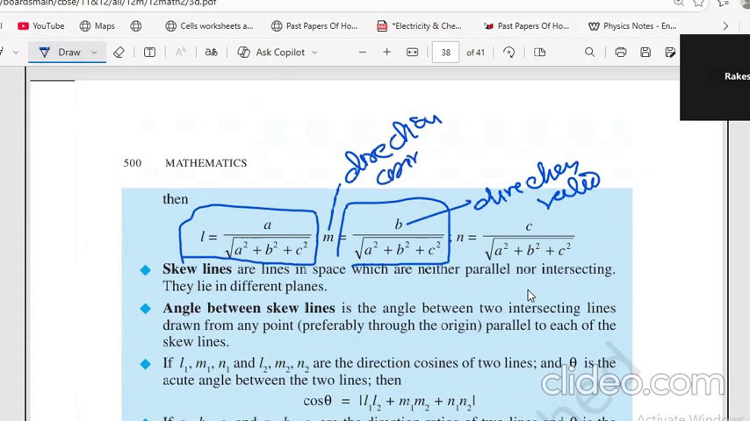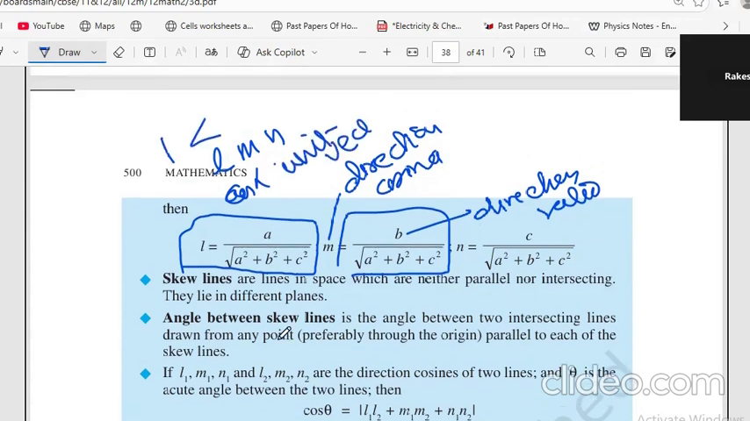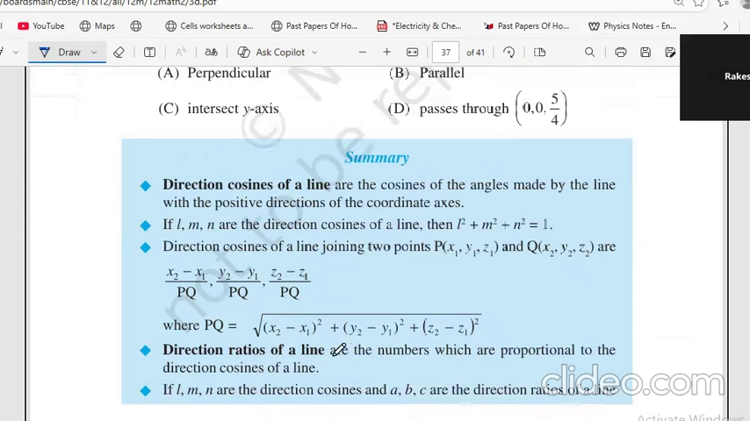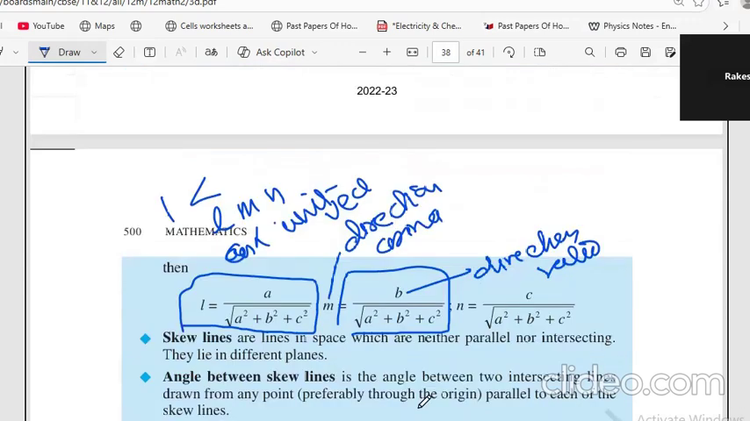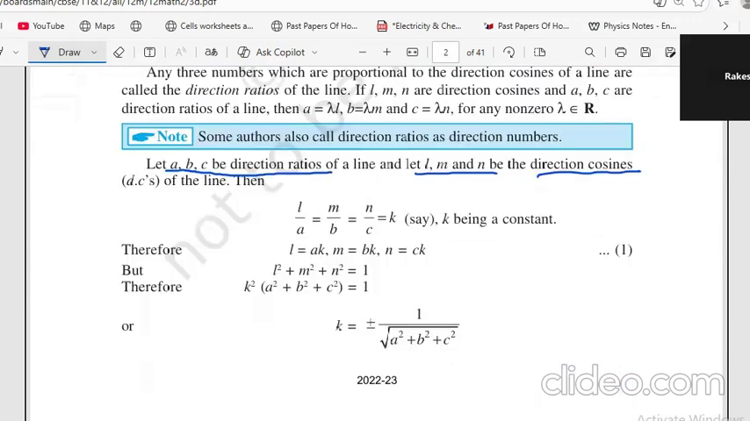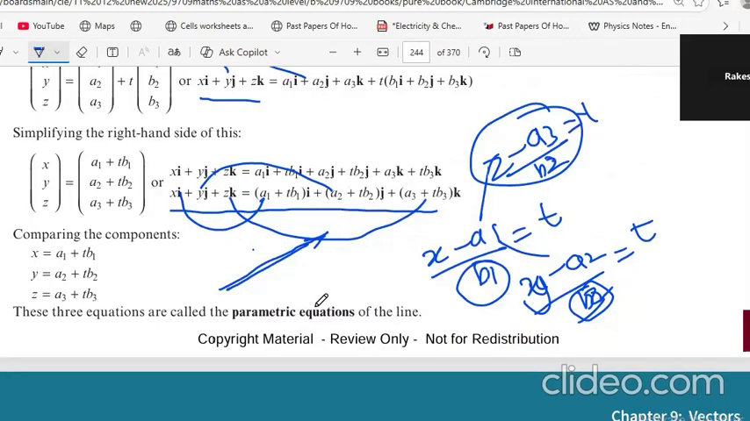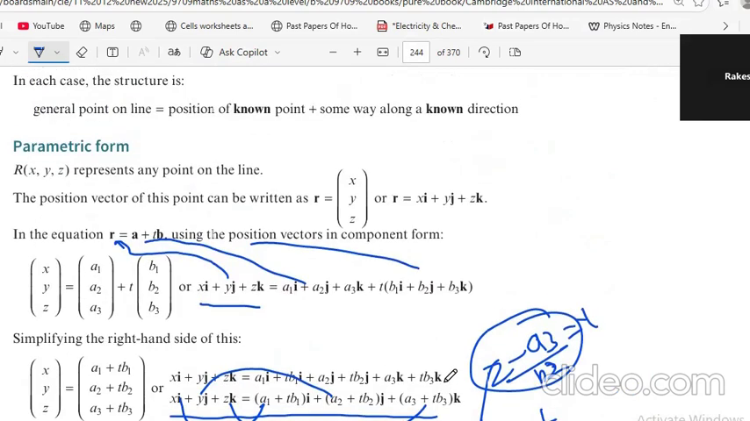I'll come to that. But direction cosines L, M, N are the cos alpha, cos beta, cos gamma of a unit vector. Unit vector. So they will always be less than one because they are cos theta values. And their squares add up to 1. But A, B, C can be greater than 1. So whenever you find that, obviously this is not a unit vector. So here A, B, C are direction ratios.